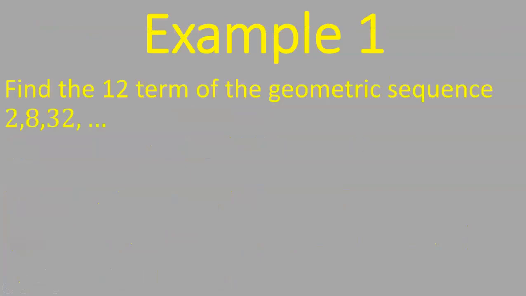Find the 12th term of the geometric sequence given. All right, so A sub 1 again is your first term, which is 2. R is what you multiply by over and over. Now here it should be pretty obvious. You're multiplying by 4. But if you're not sure, you can always divide the second term by the first term, or any term by the previous term. So R is 4 and n is 12.